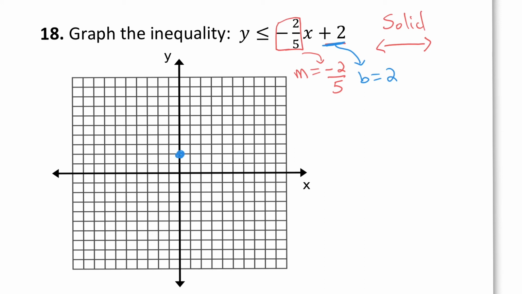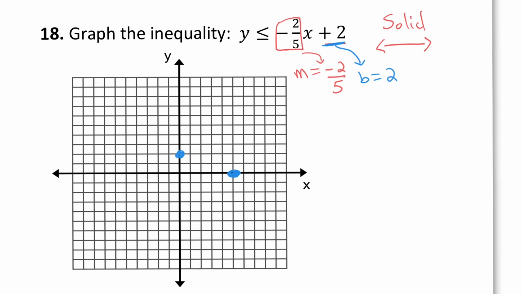Then, using the slope, you go down 2. It is a negative. 2 down, and then 5 to the right. So from the y-intercept, 1, 2. 1, 2, 3, 4, 5 to the right. So I'm going to connect the points and I will make a solid line.